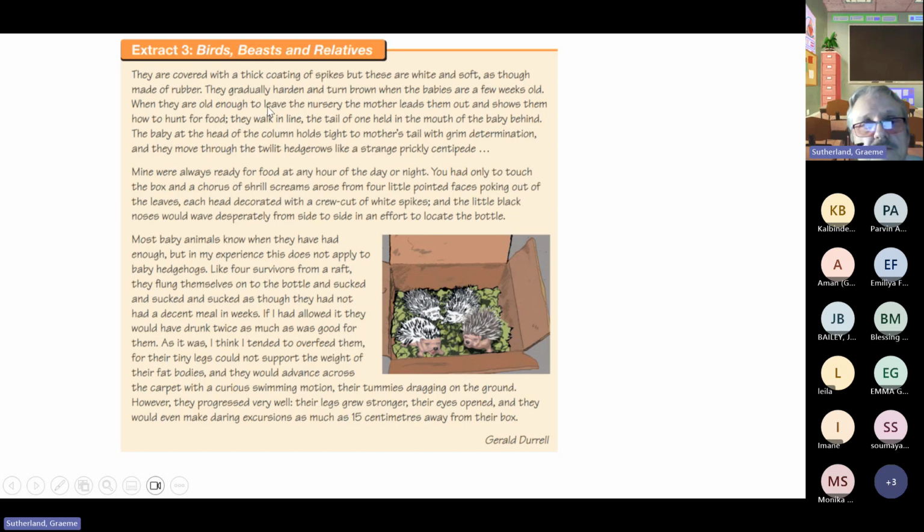Look at these words, though. He doesn't say that they're old enough to leave the nest. They're old enough to leave the nursery. He doesn't say the adult hedgehog. He says the mother. He doesn't talk about the young hedgehog, or whatever the actual word for a young hedgehog is. I've forgotten. He talks about baby. So it's a baby in a nursery with its mother. So what is the writer doing?